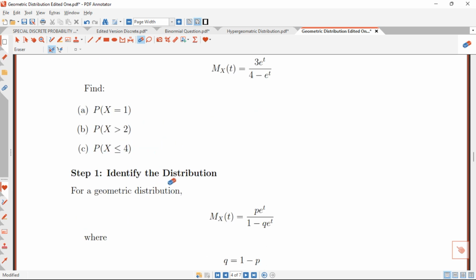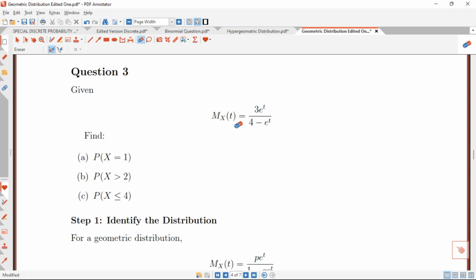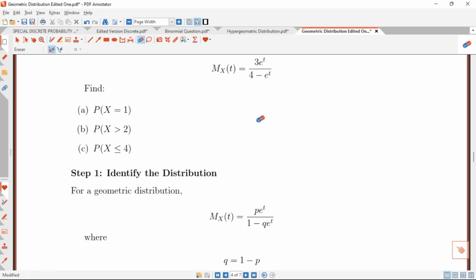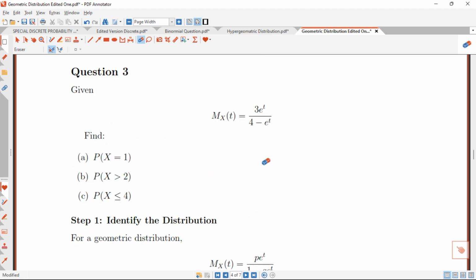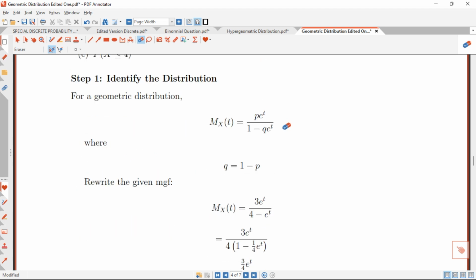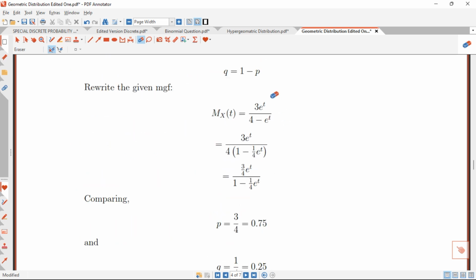First, before we can solve this particular question, we have to identify the distribution that this moment generating function follows. For us to be able to identify the distribution, we have to simplify the expression as you can see here.